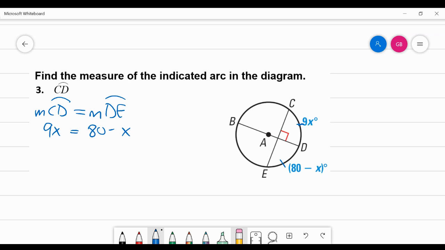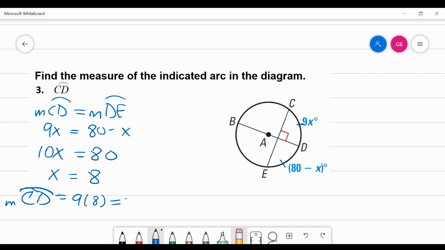I'm going to first add x to both sides. So 10x is equal to 80. And then divide by 10. So x is equal to 8. So that means that the measure of CD is 9 times 8, which is 72 degrees.